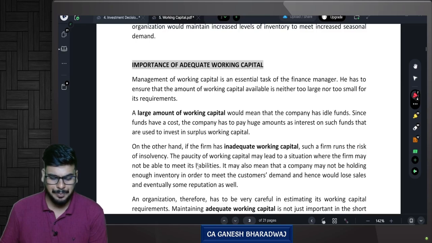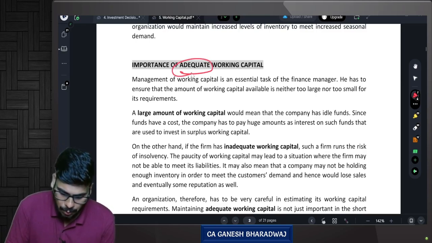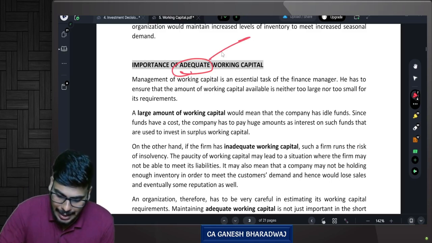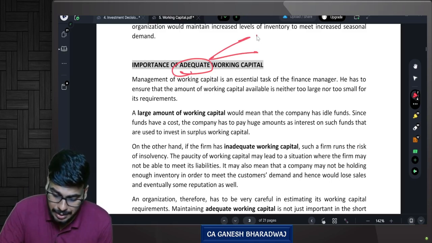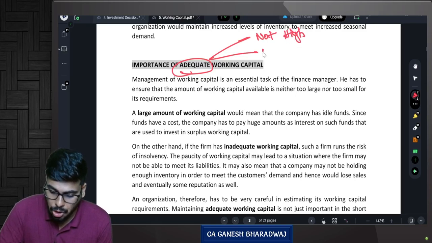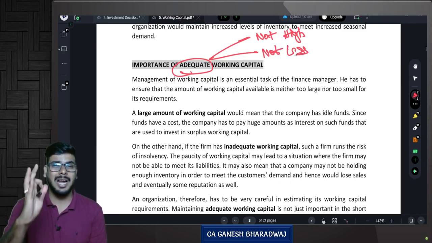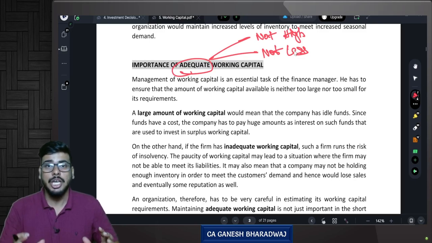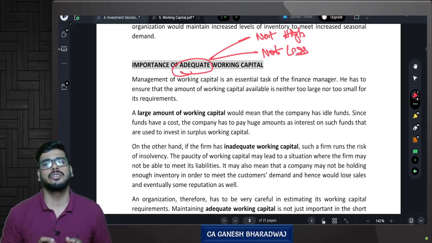Yes. So now, why do we need adequate working capital? Now, what do you mean by the word adequate? Adequate means not high and not less. Remember this. What do you mean by adequate working capital? The working capital that you have in your business should not be too high. It should also not be too less.